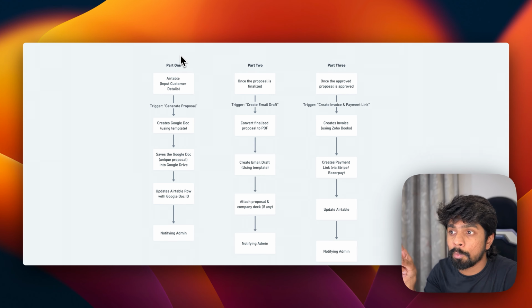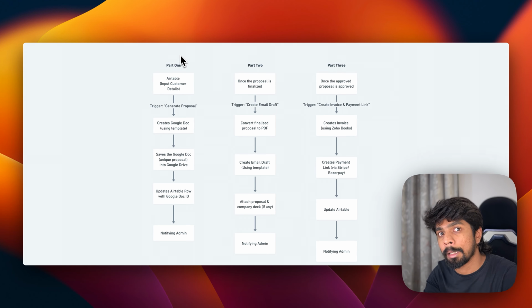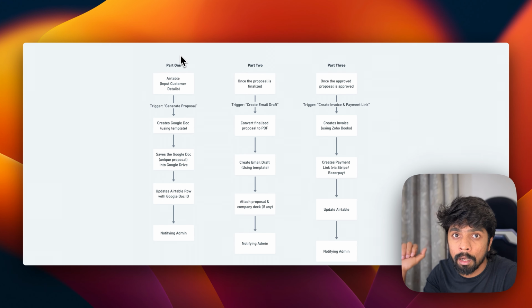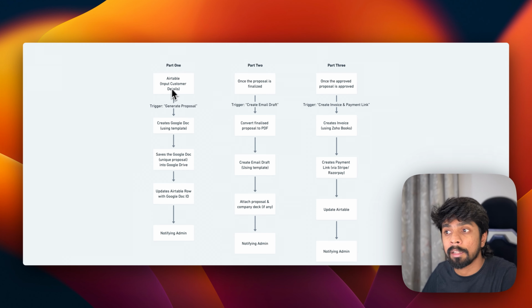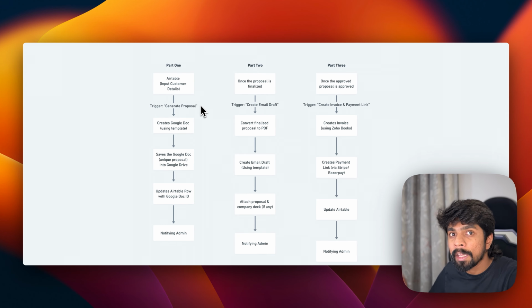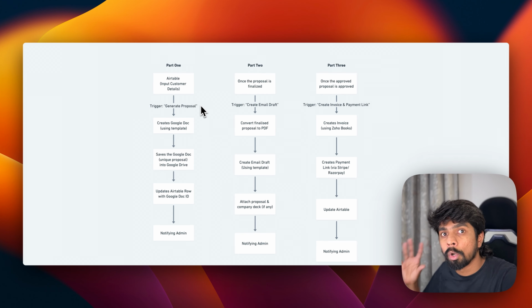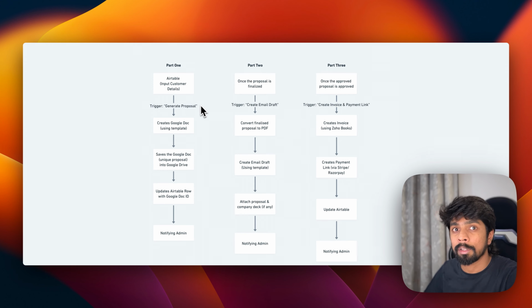What we're going to do here is use Airtable to input the customer details. It can be directly via your Airtable row, or via the Airtable forms that we create. Once you fill in the customer details like customer name, company name, and the product they're using, that's when it will be stored in Airtable, and there will be a trigger button called generate proposal, which will generate a proposal from an existing variable Google Doc template that we will be using for that particular product.